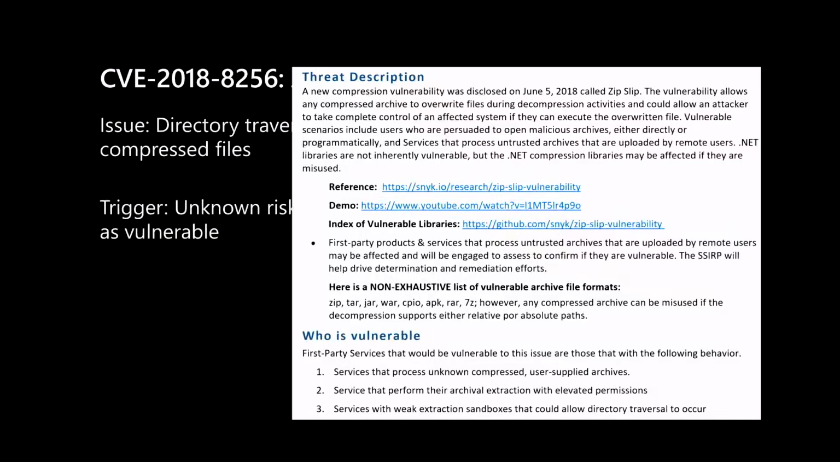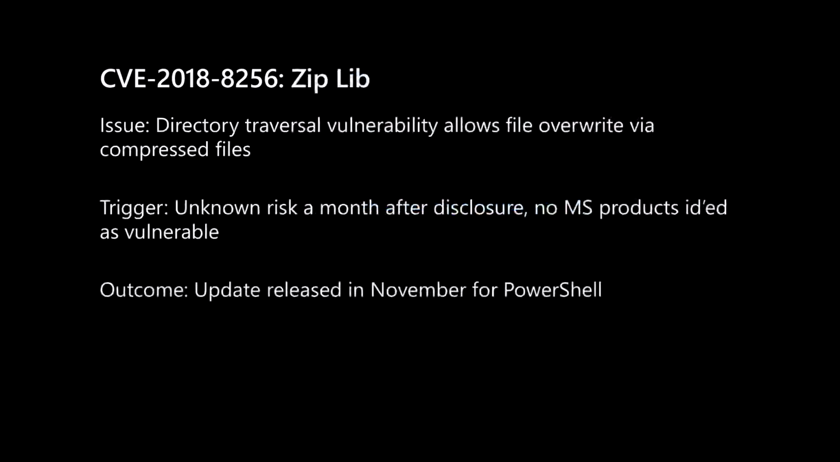But this is the very high-tech way that we had to go find who was vulnerable. Basically, write a document, email a bunch of teams, have them email other teams until we found one team that was impacted. And we ended up releasing a fix in November of that year. So the issue went public in June. We released a fix for our affected product in November. Certainly not ideal.